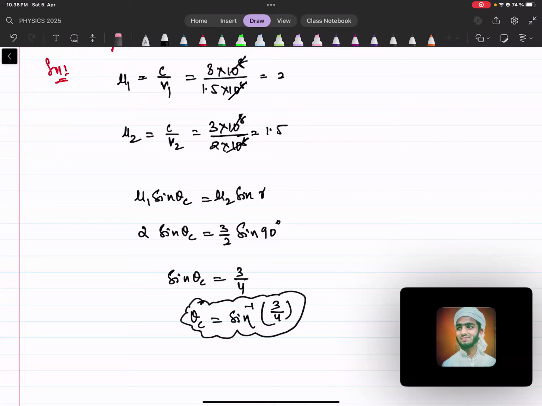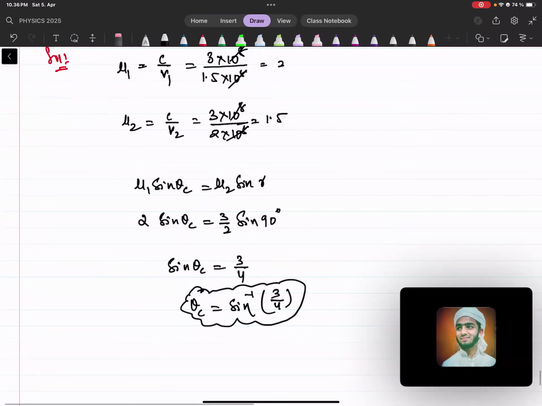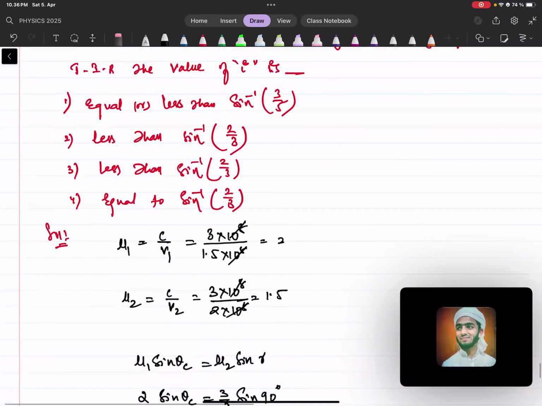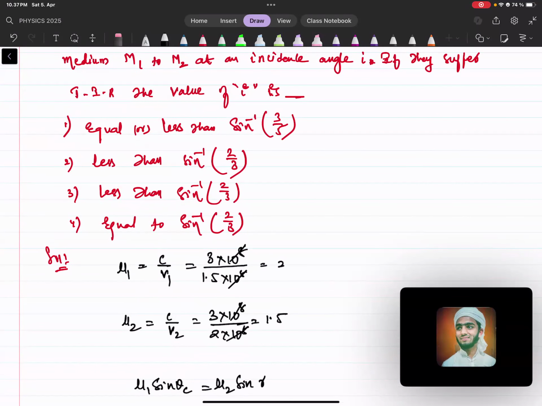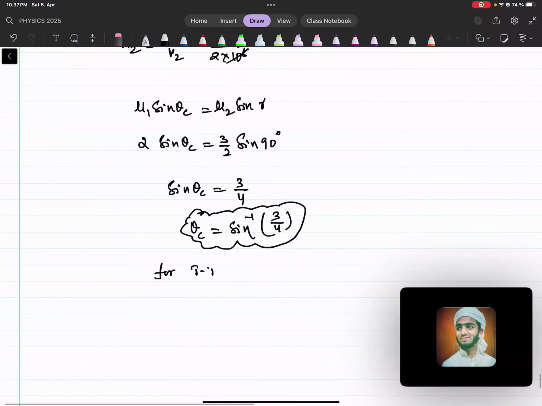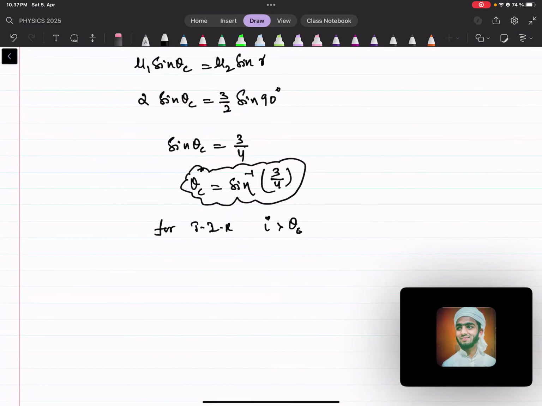Second and third options are same. Now TIR will happen at what condition? Second option is what I have given right now. It is less than sine inverse of 2 by 3. And you will take this one as 3 by 2 otherwise. Now TIR will be happening at one condition, but for TIR, angle of incidence must be greater than critical angle. That means I must be greater than sine inverse of 3 by 4. So what is the answer I can write?